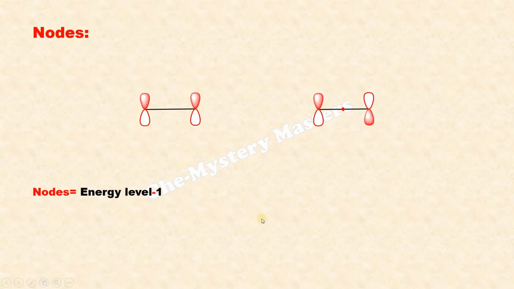So this was all about today's lecture, where we have discussed the formation of pi molecular orbital of the ethene molecule. In the next lecture we will be discussing the formation of pi molecular orbital of the 1,3-butadiene structure.